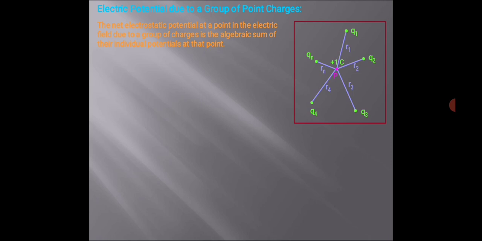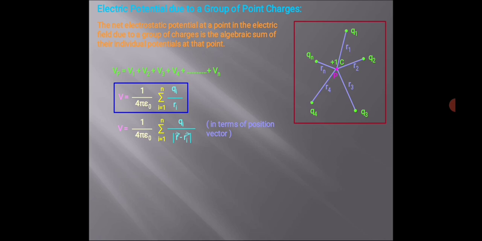Why algebraic sum? Because the electric potential is a scalar quantity, so we will find out the algebraic sum. That is Vp is equal to V1 plus V2 plus dash dash dash Vn. And we can write in compact form, V is equal to 1 upon 4 pi epsilon naught sigma i goes from 1 to n Qi upon Ri, where this expression can be written further as V is equal to 1 upon 4 pi epsilon naught sigma i goes from 1 to n Qi upon mod of vector R minus vector Ri in terms of position vector.